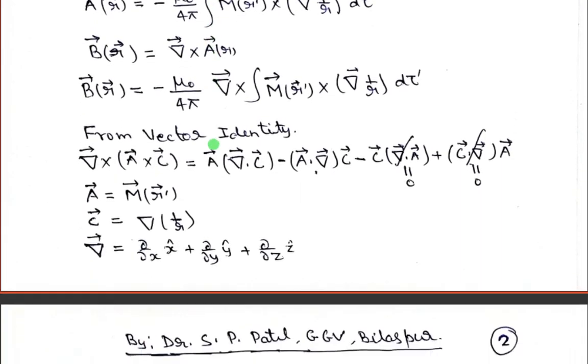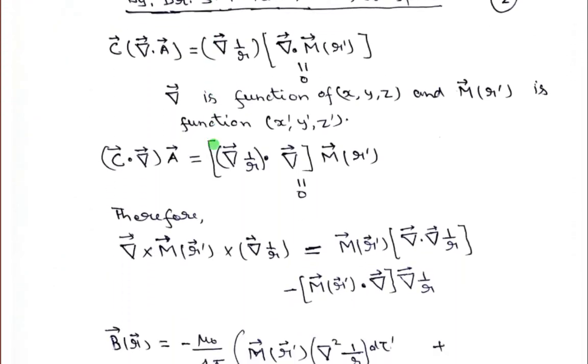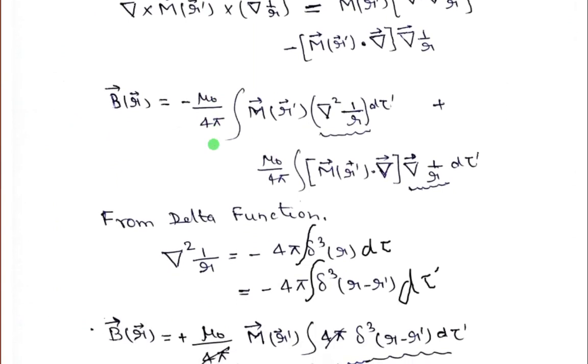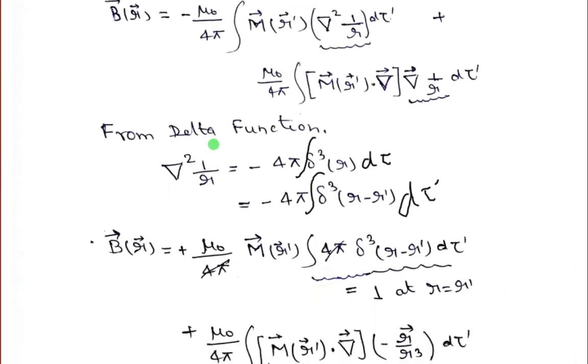So in place of the gradient of 1 upon r, we can write minus r unit vector upon r square, or we can write r vector upon r cube. Because r unit vector upon r square is equal to r vector upon r cube, I just multiplied the r unit vector by r vector upon r.